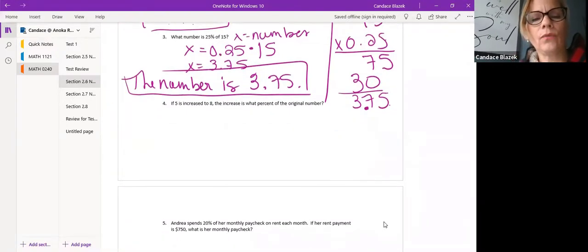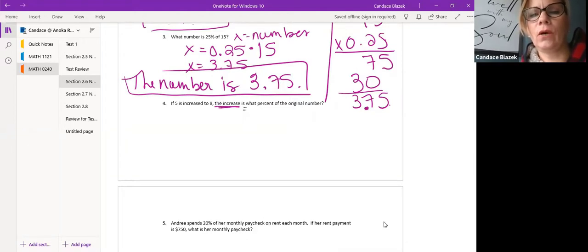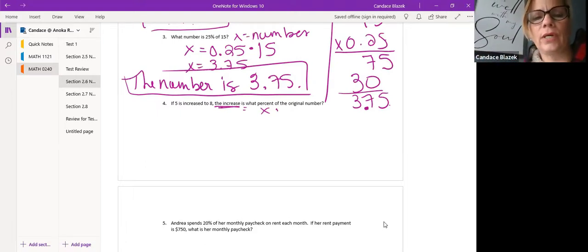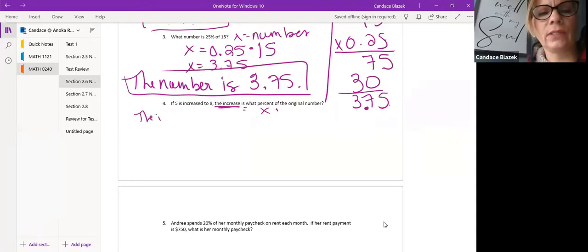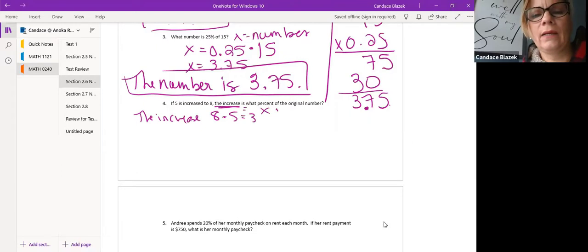Now we're adding on a little bit, okay? If 5 is increased to 8. The increase is, there's our equal sign, what percent, okay, the what part, what percent, that's going to be our x of the original number. All right, so as I'm reading it, I'm putting it into an equation. So the increase, now we went from 5 to 8. From 5 to 8, the increase was 8 minus 5. It's the number we ended with minus the number where we started. So the increase is equal to 3.